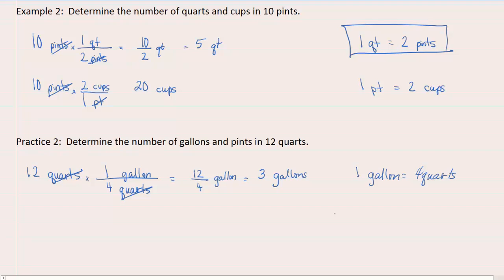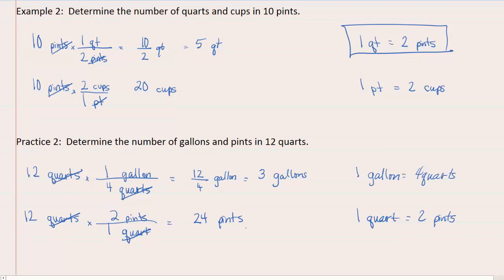Now, let's determine the number of pints in 12 quarts. Once again, we start by writing 12 quarts, and then remembering that 1 quart is equivalent to 2 pints. One quart would go in the denominator, and 2 pints would go in the numerator. The quarts would reduce out, giving us 24 pints.